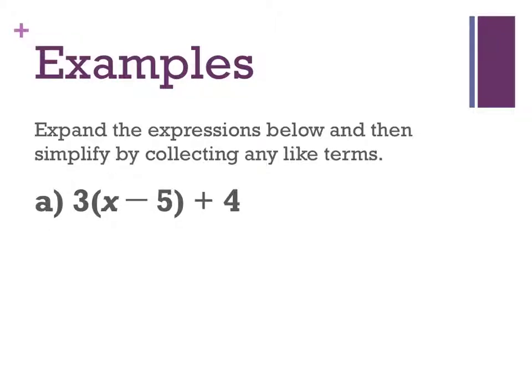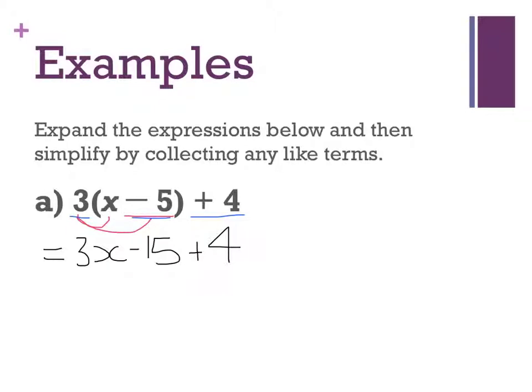The first one says 3 brackets x subtract 5 plus 4. So the first thing we need to do is expand. And again, we'll use the distributive law. So we'll go 3 multiplied by everything inside the bracket. I'll start with the x. Positive 3 multiplied by positive x becomes 3x. Positive 3 multiplied by negative 5 becomes negative 15. So 3 multiplied by 5 is 15. I have a positive and a negative, so my answer becomes a negative, and then it has plus 4 on the end. This has just been carried through from the top statement.